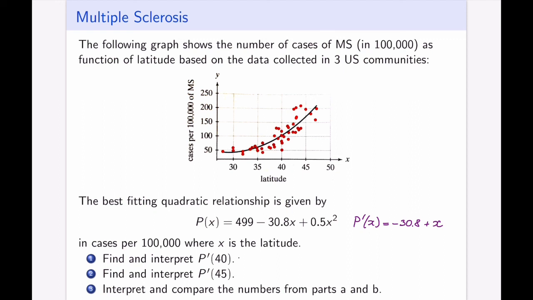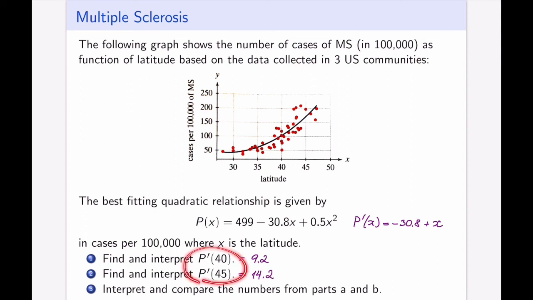So now I can calculate these two values by plugging in 40 and 45 directly into my derivative function. If I plug in 40, I'm going to see that I get 9.2. If I plug in 45, I'm going to get 14.2.